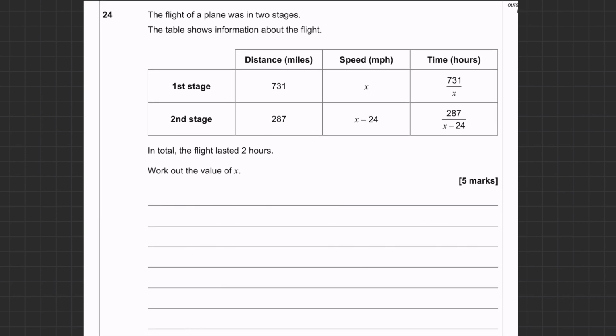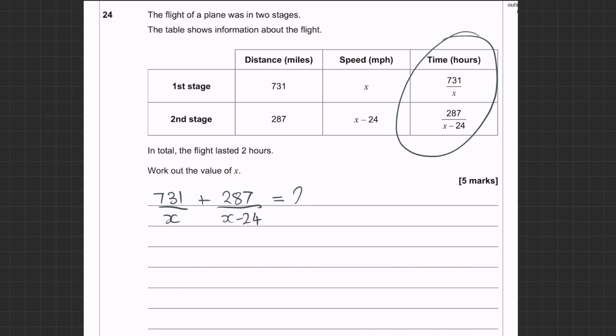The flight of a plane was in 2 stages. The table shows information about the flight. We've got the table here. In total, the flight lasted 2 hours. Work out the value of x. We've actually got lots of information here. The bits we want to focus on are this bit here, because we know the time is 731 over x and 287 over x minus 24. We've been told that the total is 2 hours. So we're going to write 731 over x plus 287 over x minus 24 equals 2.